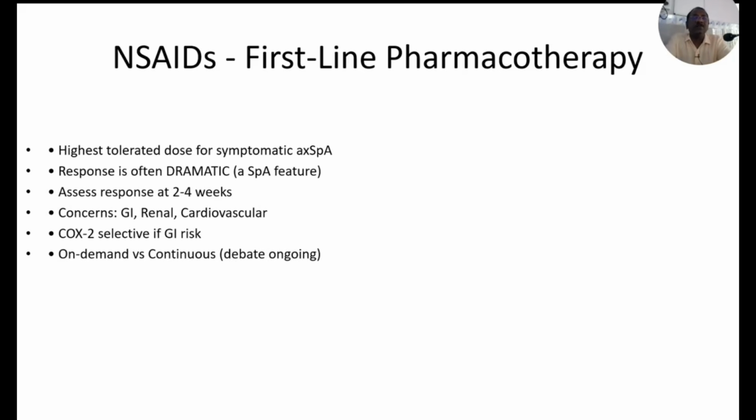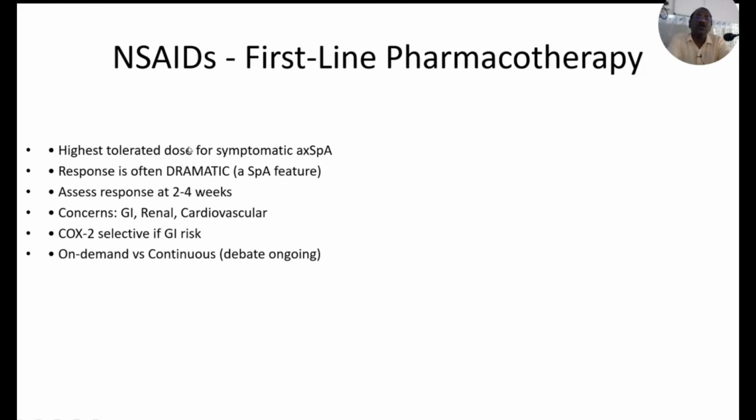NSAIDs are the first line, highest tolerated dose for the symptomatic axial disease. Some people respond to diclofenac, some people respond to indomethacin, some people may respond to ketorolac. So we don't know that. No drug is common for all individuals. That is mostly individualized. Some people, after giving lots of NSAIDs, are not at all happy. But once you start them on paracetamol, they will be very happy. So that means paracetamol is ideal for them. So that is also there.